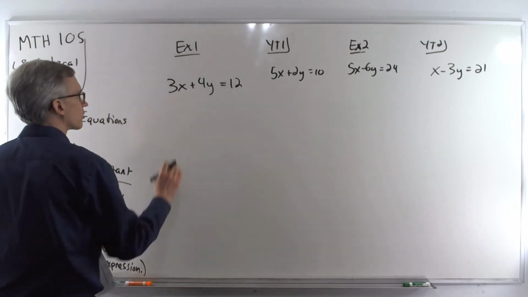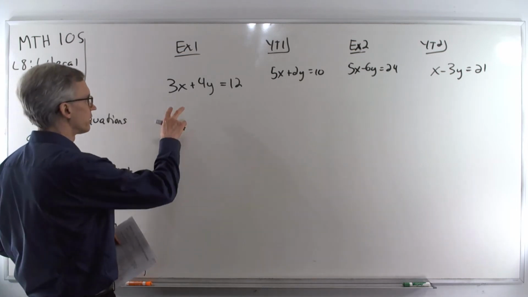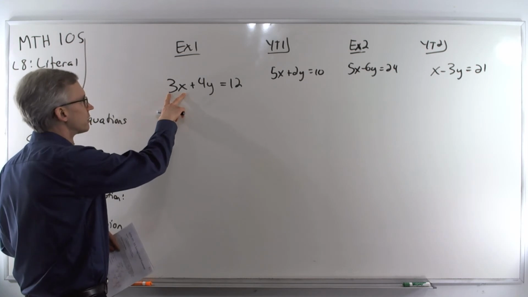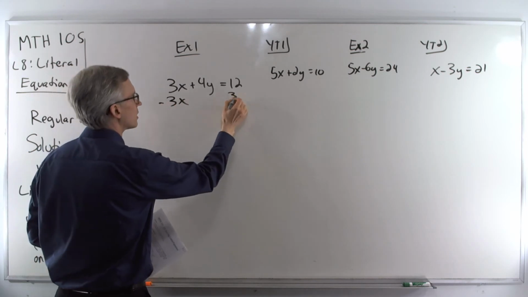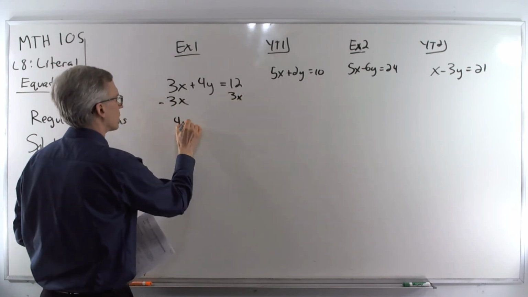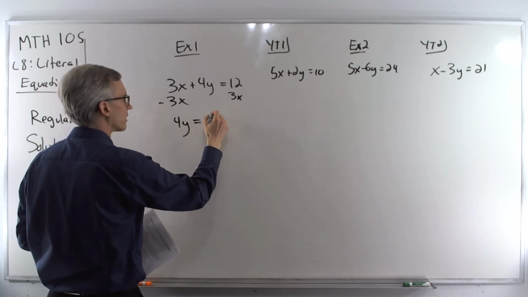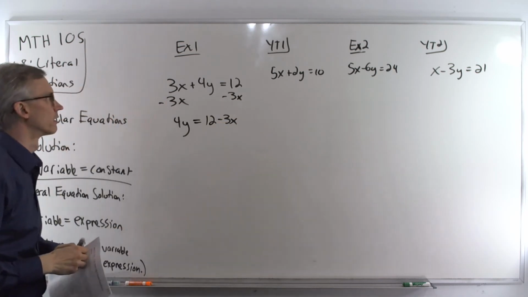Here's an example of a literal equation. We have two variables, x and y, and we're going to solve this for y. So we need to get y all by itself. First thing we need to do is get rid of this other term on this side of the equation, so we'll subtract 3x from both sides. All that's left on the left is 4y, and on the right we get 12 minus 3x.